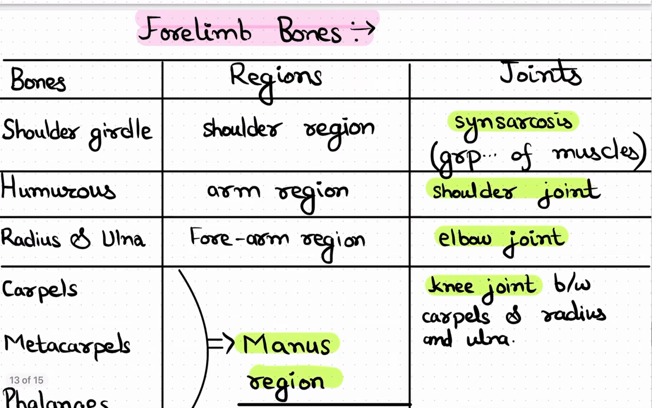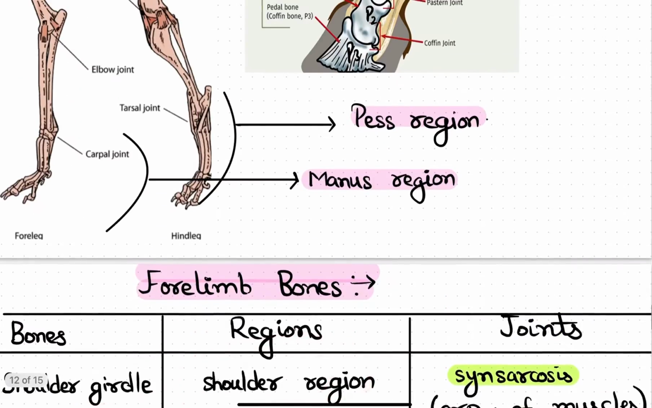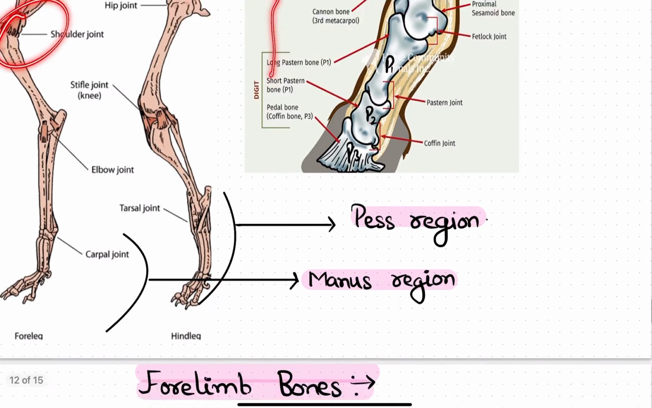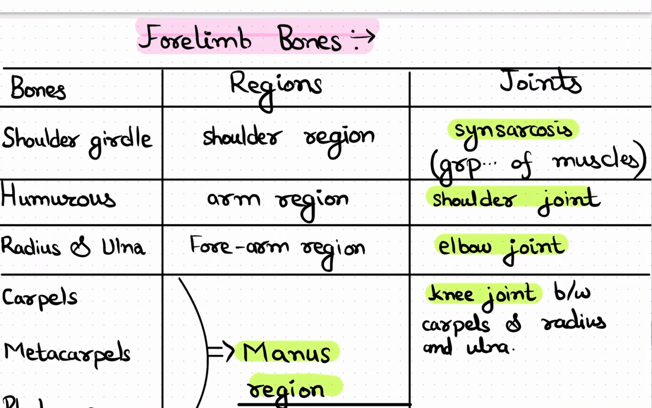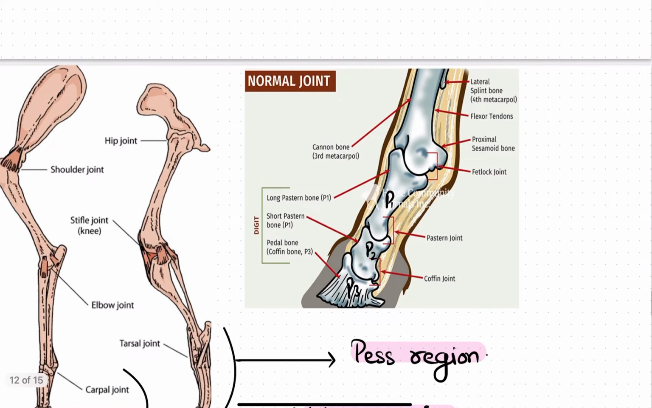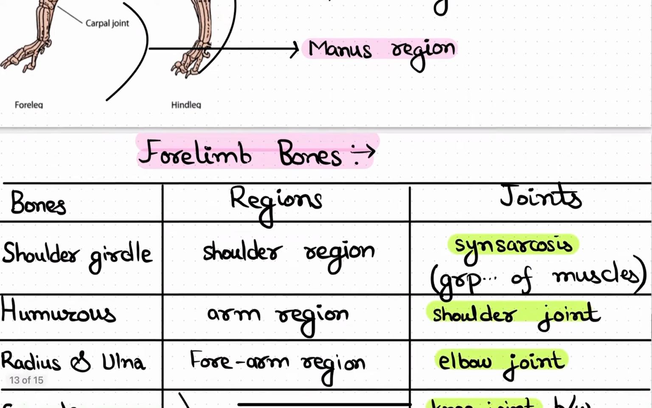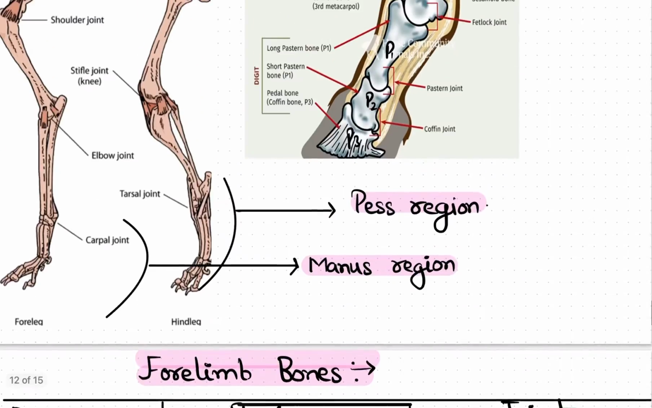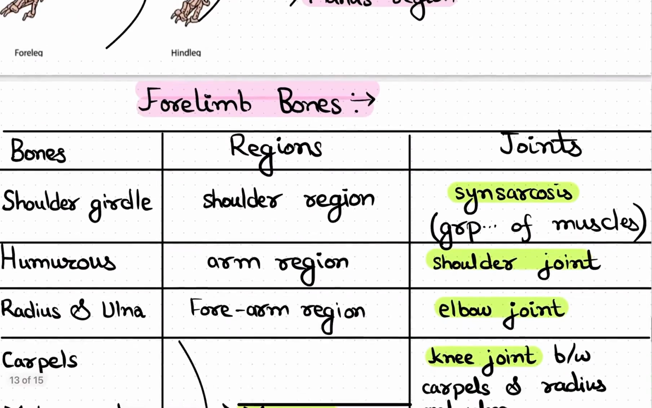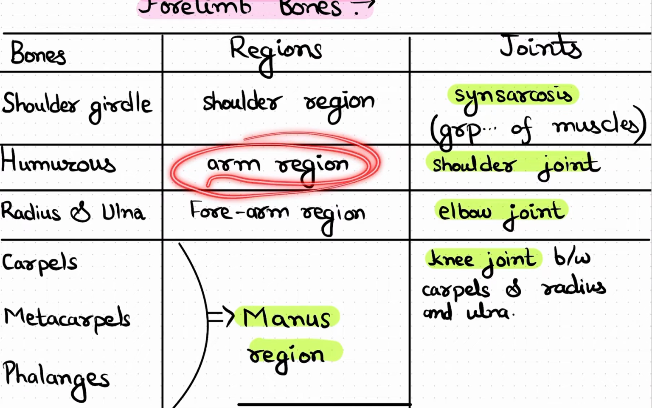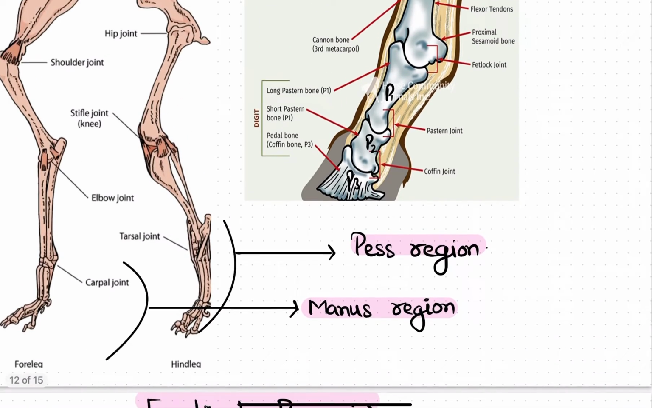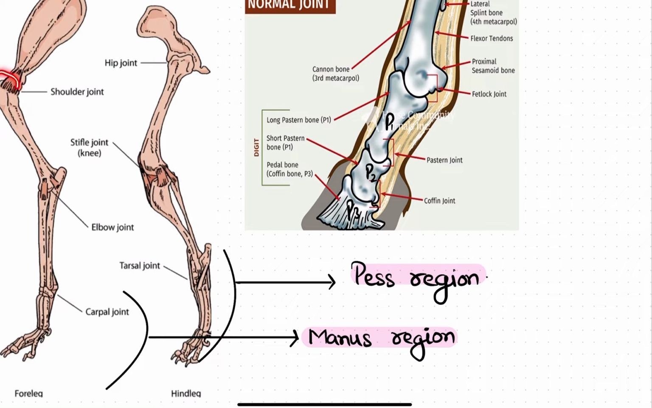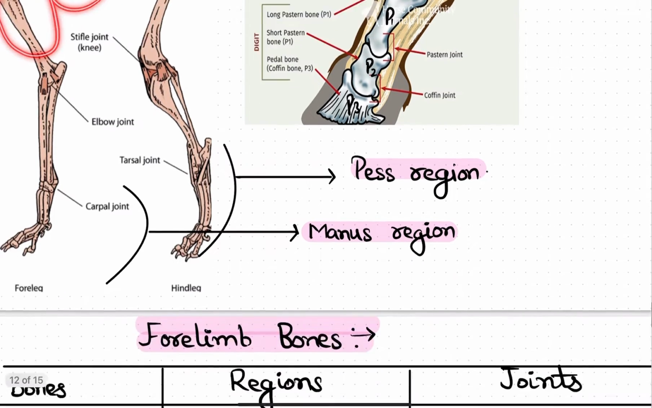Okay, now there are some forelimb bones which you have to remember as I discussed in the diagram. In the shoulder girdle you have the shoulder region, which I showed you here. There are certain muscles in the shoulder region which fix it with the body of the animal, and this is known as synsarcosis. Then we have the humerus bone. This region is known as the arm region. Here you can easily find the shoulder joint also written in the diagram.